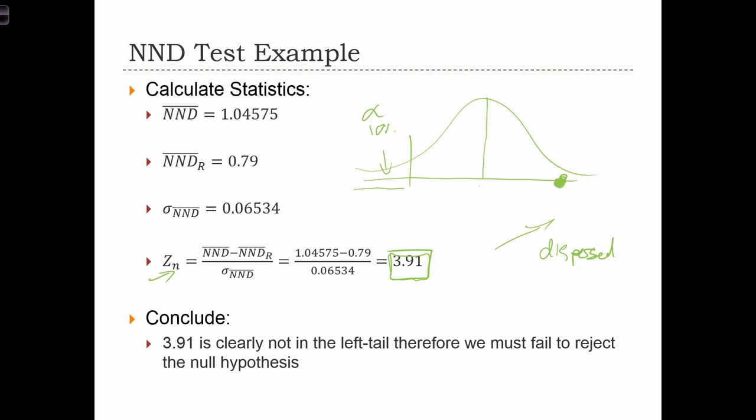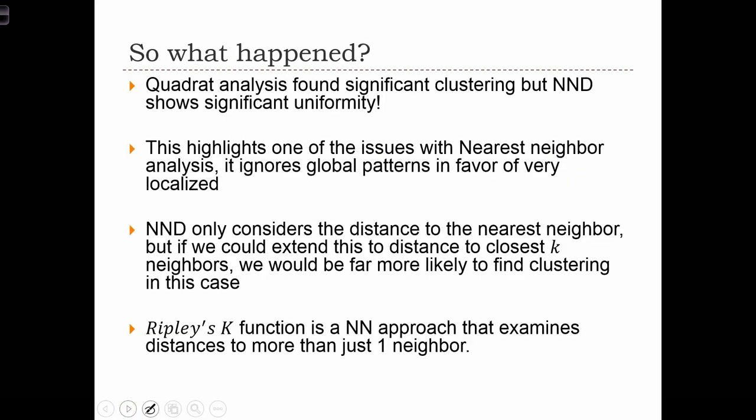So what's going on over here? It's really strange, because our quadrat analysis that we performed earlier on the same data showed us that the data was significantly clustered, okay? But the NND analysis shows us that it's significantly uniform. And that's a big problem, and it's one of the major problems with nearest neighbor analysis.